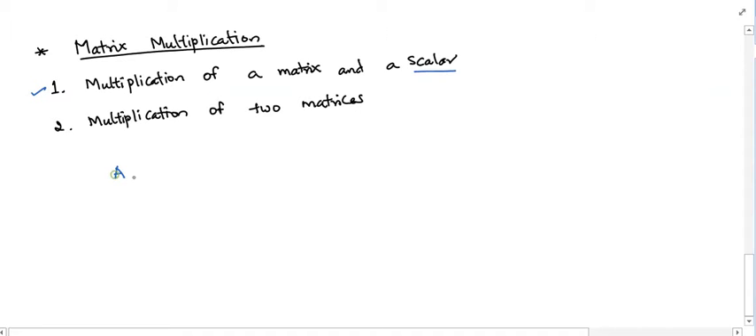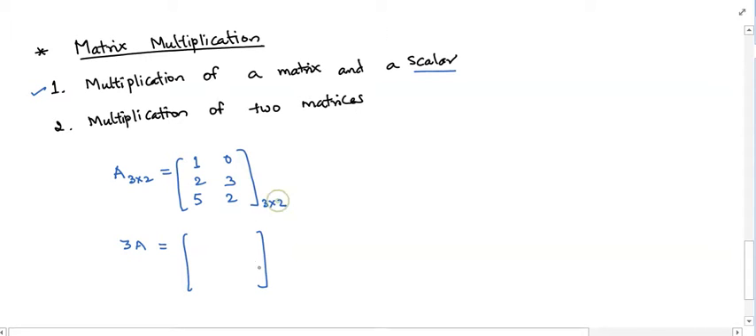So suppose you have any matrix of dimension, say, 3 by 2, meaning it has 3 rows. Let me say the numbers are 1, 0, 2, 3, 5 and 2. If I want to find, say, 3A, then 3 is a scalar which is getting multiplied with the matrix. So again it will be a matrix of the same dimension. A is a 3 by 2 matrix, then 3A will again be a 3 by 2 matrix.